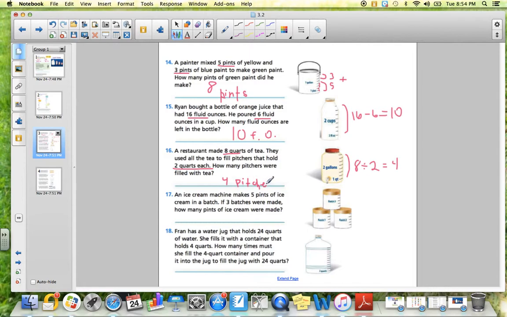Okay, so now for numbers 17 and 18, I'm going to have you guys pause the video, and I want you to solve 17 and 18 on your own. And then once you and your partner are done, I want you guys to then compare your answers and see if you got the same answer. And if you didn't, talk about it and figure out why not. And then when you're done, come back and we'll finish the last page in the SAB.